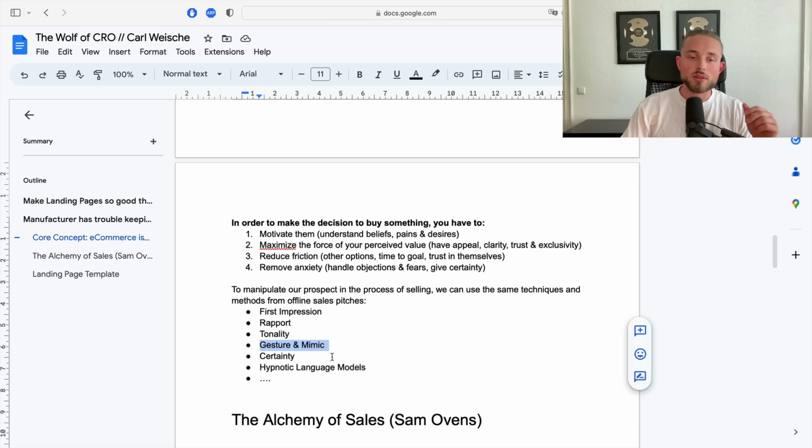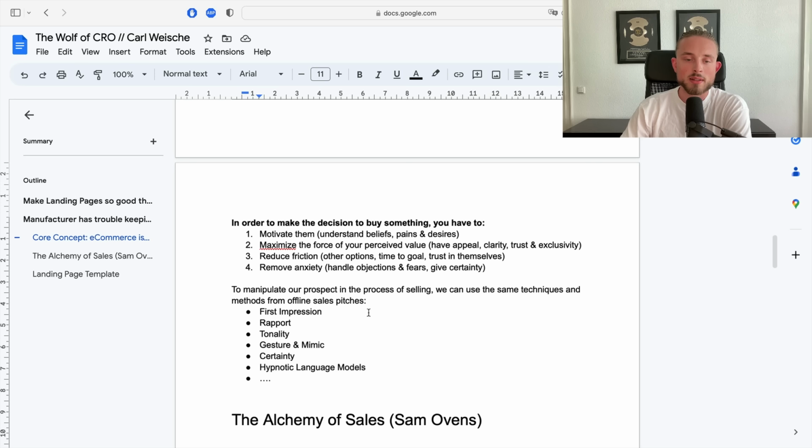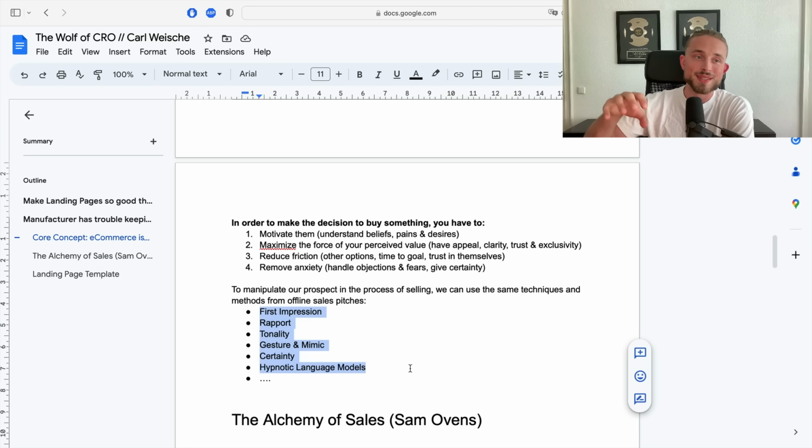The gesture and mimic that you're using, the certainty that you have while you talk and while you pitch, hypnotic language models, certain ways of delivering something, right? Or get them interested, or asking them a question so they imagine a certain picture in their mind, right? So from the principles, it's all the same. And what I want to get across is that this way of manipulating people and manipulating prospects to buy something has always been the same offline, right? So now we want to make use of these modules online.